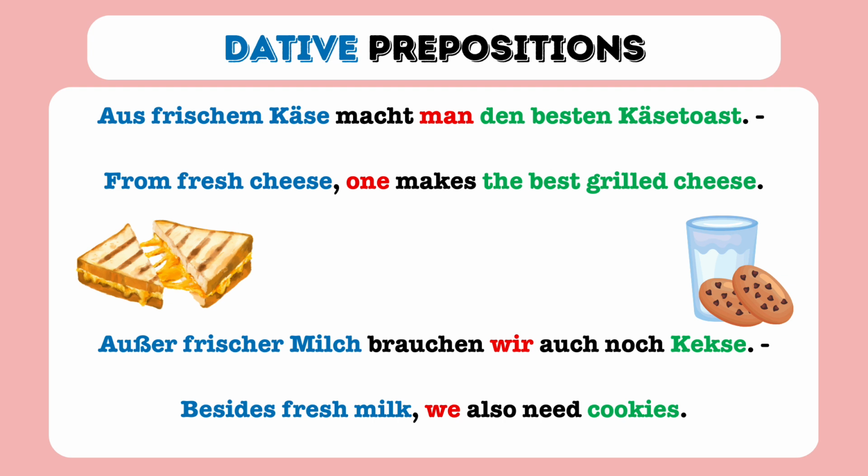Außer frischer Milch brauchen wir auch noch Kekse. Besides fresh milk, we also need cookies. Außer is either besides or in addition to, so it's not only this, followed by something later in the sentence telling us also that. Außer frischer Milch gives us again the dative case with an er at the end of the adjective for this feminine noun, Milch.